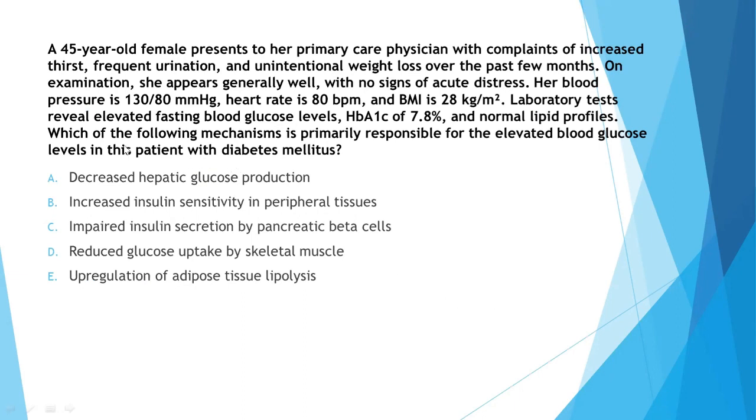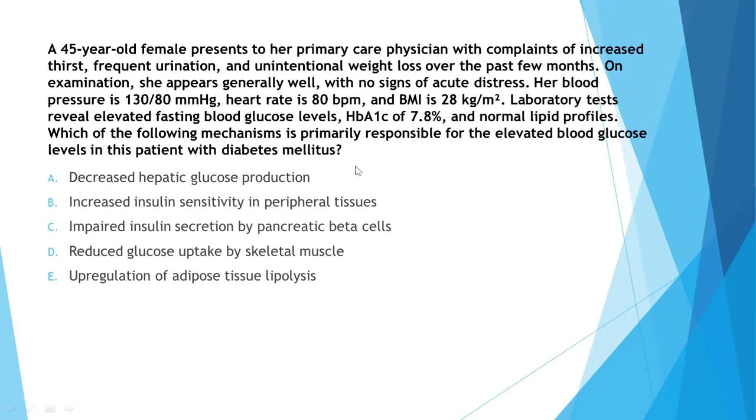So here we have, which of the following mechanisms is primarily responsible for the elevated blood glucose levels in this patient with diabetes mellitus? Now we understand that this question is asking us about the pathophysiology behind the patient's diabetes mellitus. But for that, we need to know what type of diabetes mellitus the patient has.